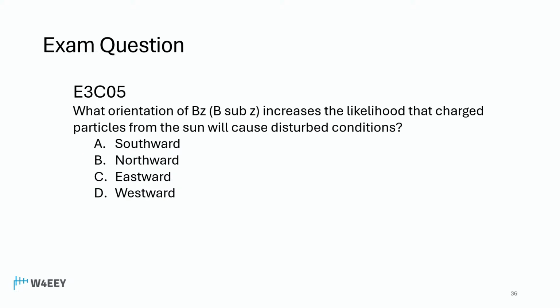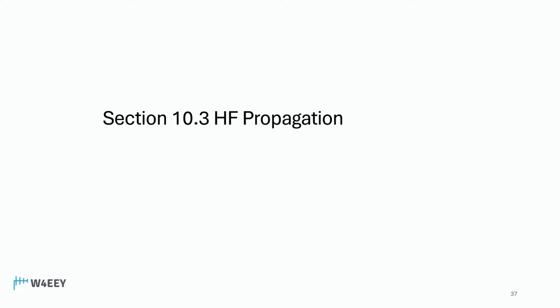What orientation of Bz increases the likelihood that charged particles from the sun will cause disturbed conditions? Alpha. It is alpha, that's southward. Yep. Good, we're doing great here for time.